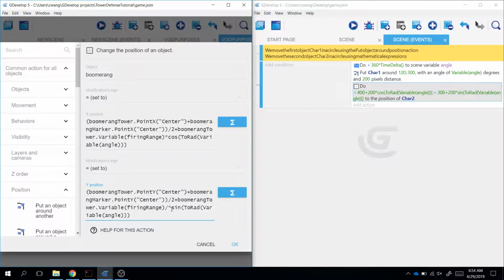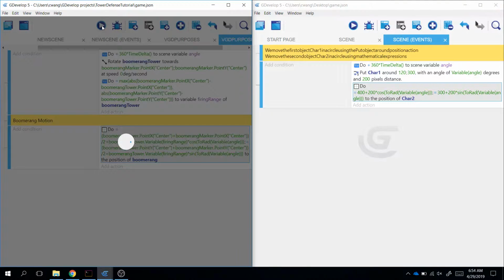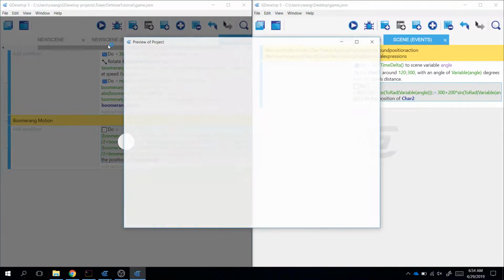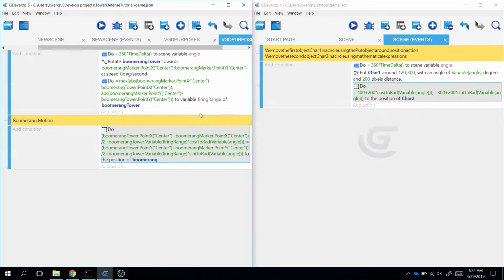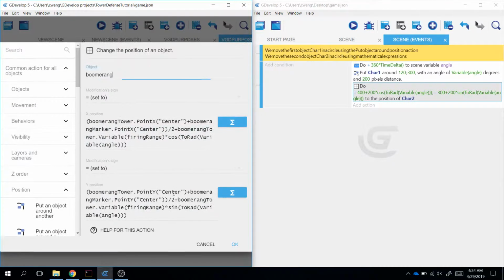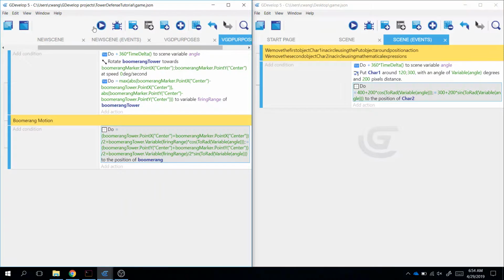And that was deleted. Awesome. Now if we click play, we still have a problem where it's not quite right. Right? So what can we do? Well, we can try dividing by 2. So I'm going to go ahead and divide this by 2, this firing range. And let's see what happens.